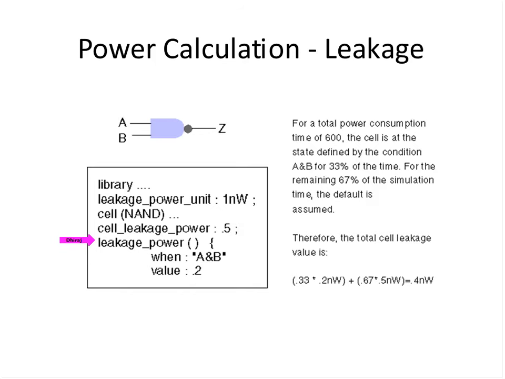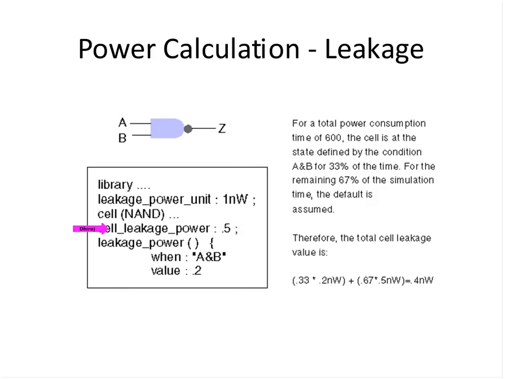So what is the weighted average? The weighted average is 0.33 into 0.2, because 0.2 is the leakage power when the state is A and B, and we are telling the tool that 33% of the time this gate is in this state. So 0.33 into 0.2, and for the remaining time it is 0.67 into the default value, that is the cell leakage power. This way the tool calculates the leakage power for a particular gate.